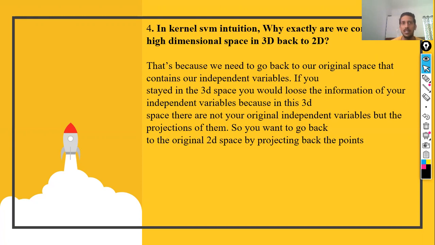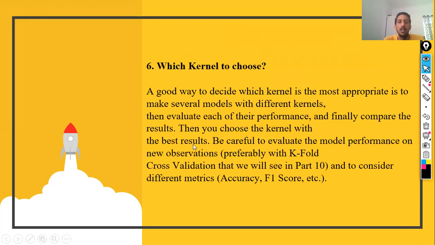But rather this is just a projection of them. It is like they're being projected onto something which is higher. So you actually want to go back to your original dimensions and then evaluate a model when you're trying to project them onto any value. Which kernel would you want to choose when you're working on SVM?